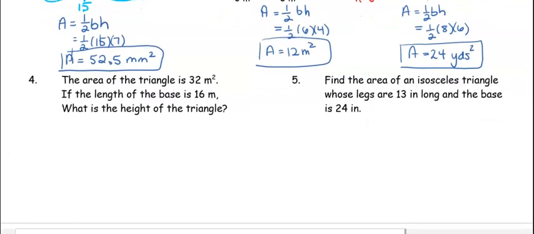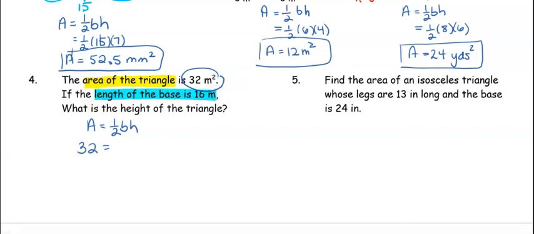For number 4, the area of a triangle is 32 meters squared. If the length of the base is 16, what is the height of the triangle? Again, we think about our formula of a triangle. This tells me that the area is 32. A stands for area, so I replace the A with the 32. The length of the base is 16, so I replace the B with 16, and I've got H.